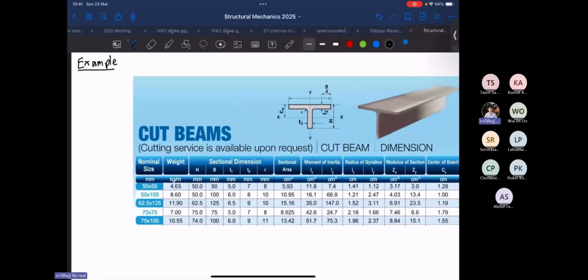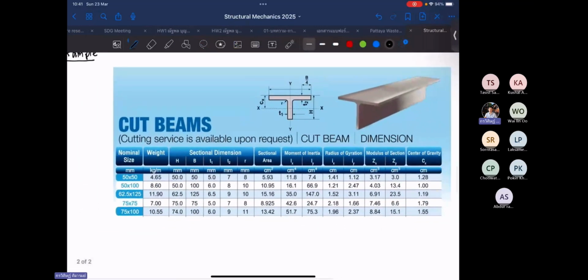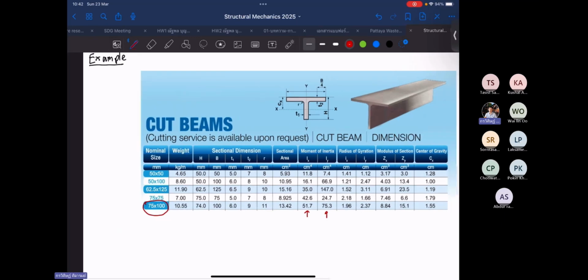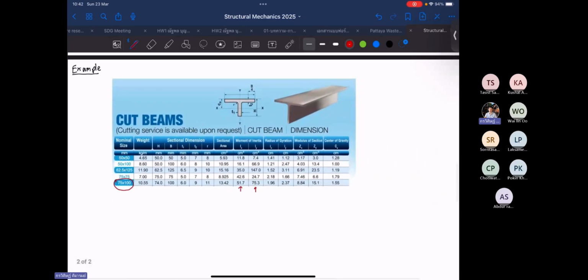This one we will check the calculation. Let's say this section, cut beam 75 by 100. We will check whether the moment of inertia of this section in the x direction is equal to 51.7 and in the y direction equal to 75.3. Let's check this one.